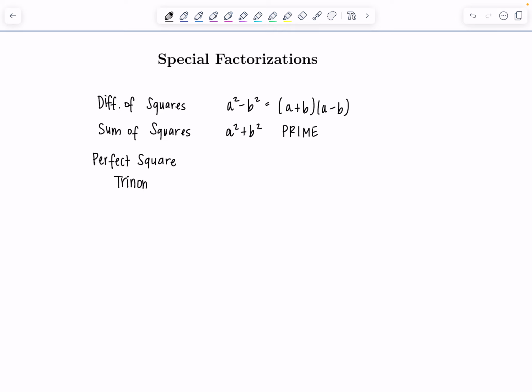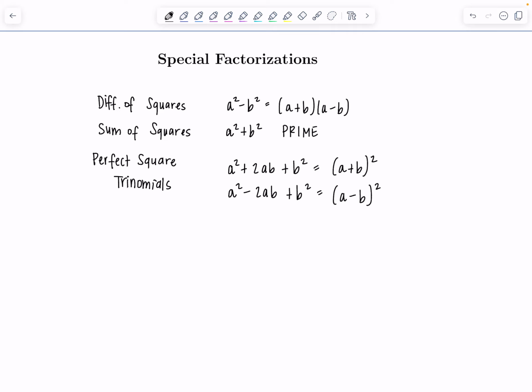And I'll show you what they look like. So we have two of them. One is a squared plus 2ab plus b squared. And that factors into a plus b quantity squared, which is the same as just a plus b times a plus b, but it's just a special case. And you can also have a squared minus 2ab plus b squared. The only difference is that it factors into a minus b quantity squared.